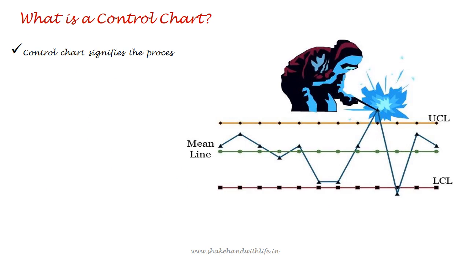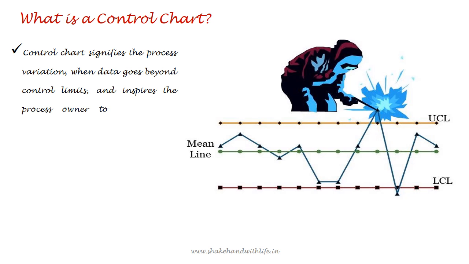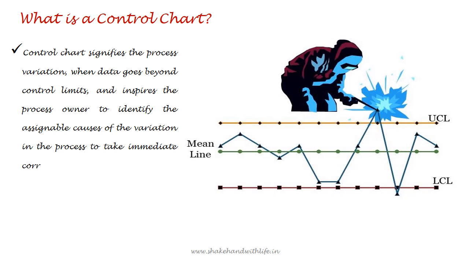What is a control chart? A control chart signifies the process variation when data goes beyond control limits and inspires the process owner to identify the assignable causes of the variation in the process to take immediate corrective action to control the process.